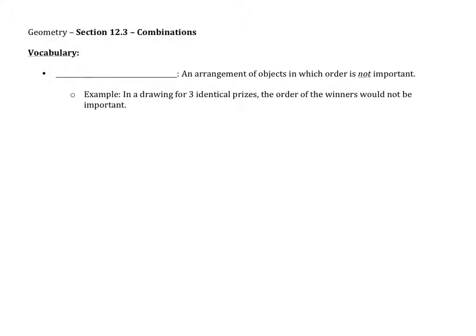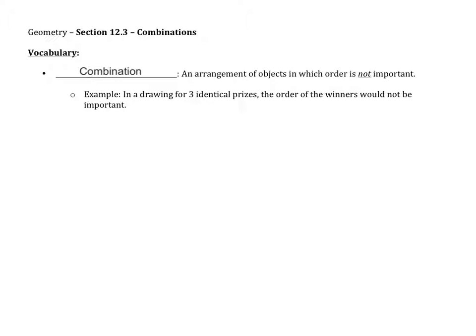In section 12.3, we're going to be talking about probabilities with combinations. So first, let's define what a combination is. A combination is an arrangement of objects in which order is not important, as opposed to permutations from the last section where order was important.